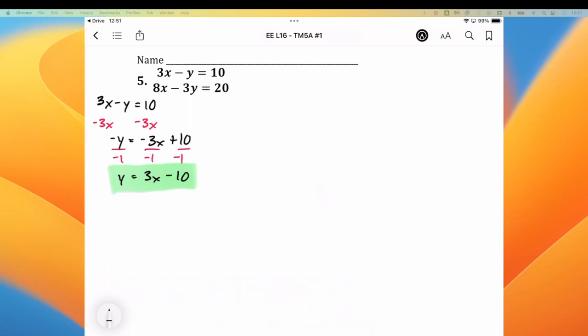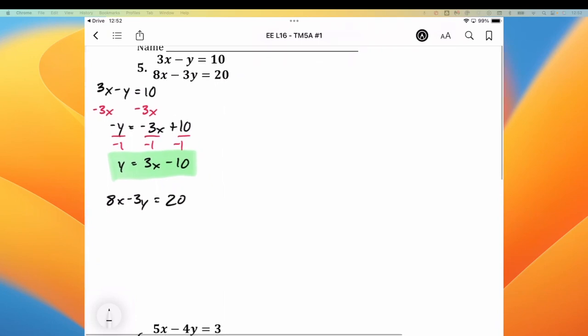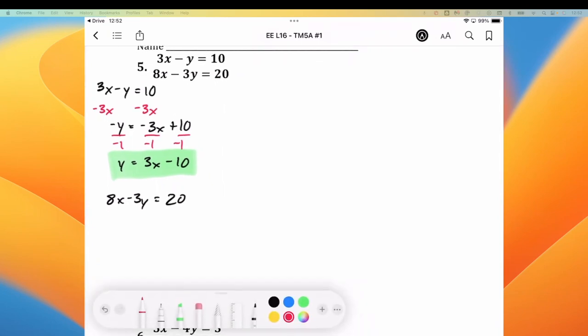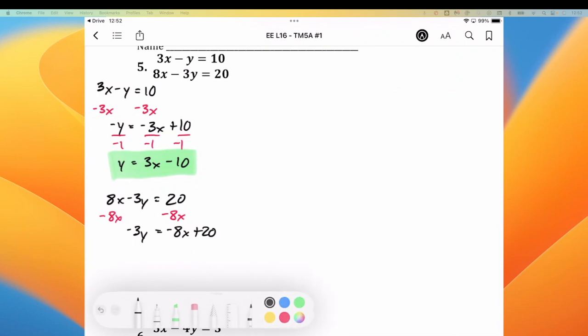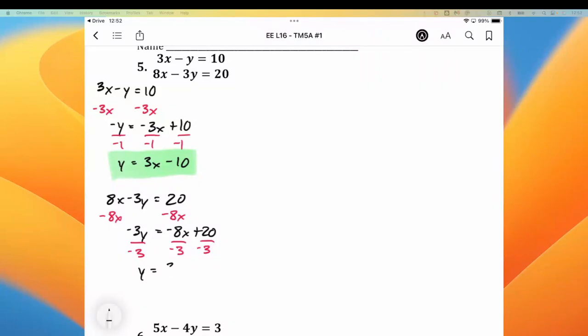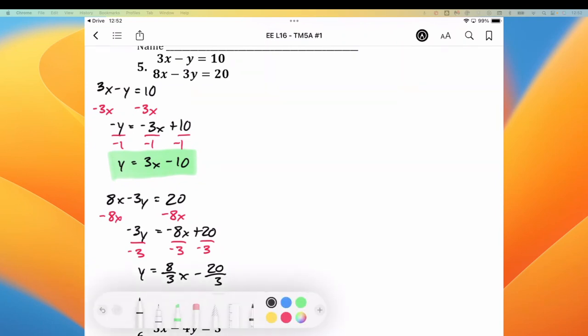The second equation, we had 8x minus 3y is equal to 20. And so we need to solve it for y, so we're going to subtract 8x. And we can do negative 3y is equal to negative 8x plus 20. And then we're going to divide both sides by negative 3. And we're going to get y is equal to 8 over 3x minus 20 over 3. And so that's where we're at with that.